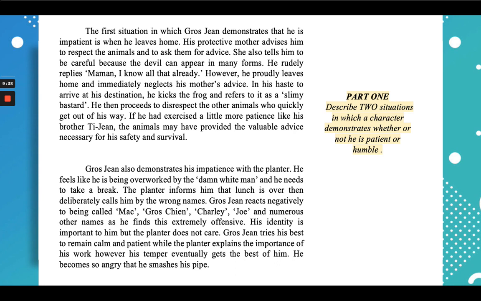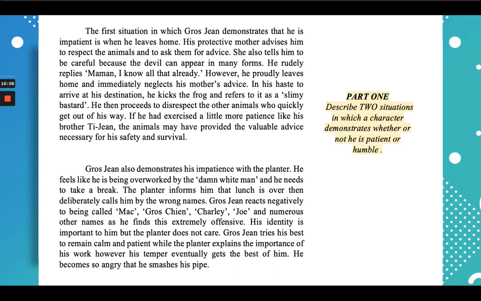Next one. Goja also demonstrates his impatience with the planter. He feels like he is being overworked by the damn white man, and he needs to take a break. The planter informs him that lunch is over, then deliberately calls him by the wrong names. Goja reacts negatively to being called Mac, Gauchien, Charlie, Joe, and numerous other names, as he finds this extremely offensive.